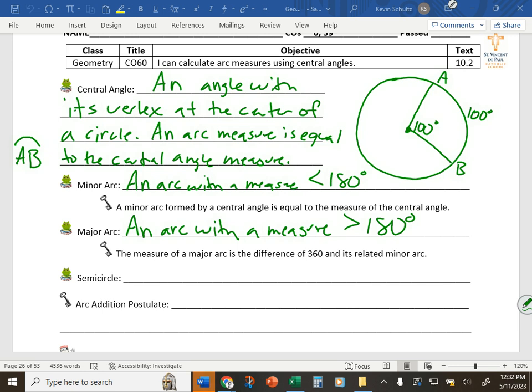A semicircle is exactly half of a circle, and its measure is equal to 180 degrees.